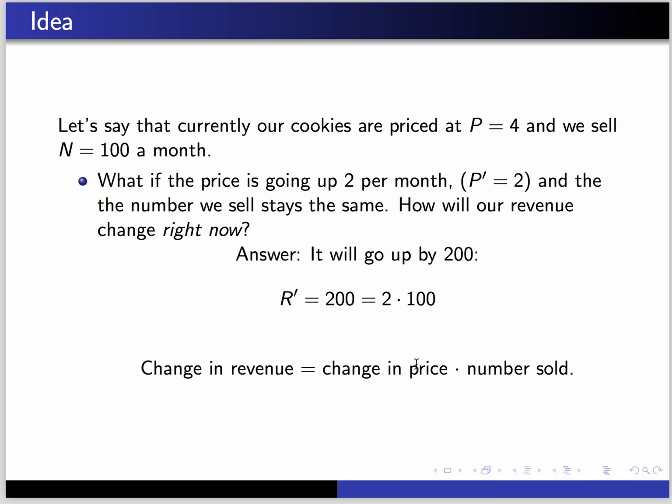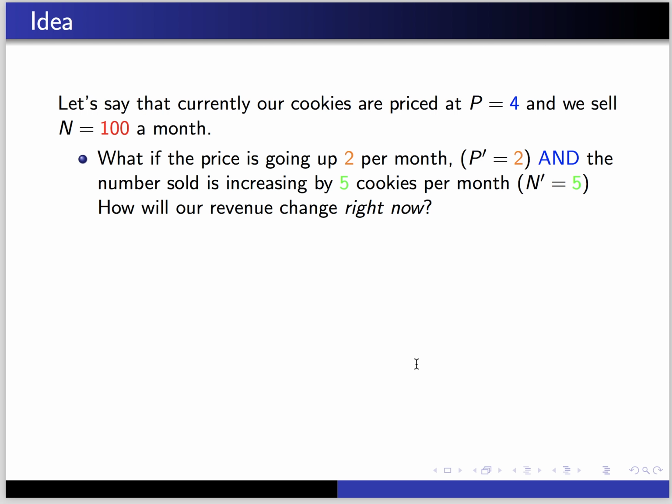So now, what if both of these things are happening at the same time? I've got some colors in here. Bear with me. I want to track sort of where these colors are going. So same situation, $4 cookies, 100 a month, but things are changing. Over the course of a month, the price is going to be going up $2. You can imagine maybe it's going up a few cents per day or something like that. And over time, the number we sell is going up on average about 5 cookies per month. And so already I've got these encoded here. We've got the derivative of P is equal to 2, the derivative of N is equal to 5.